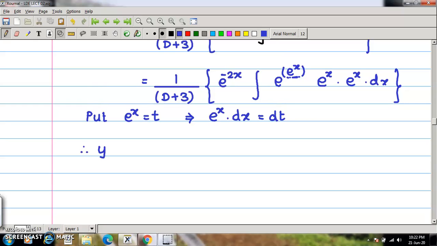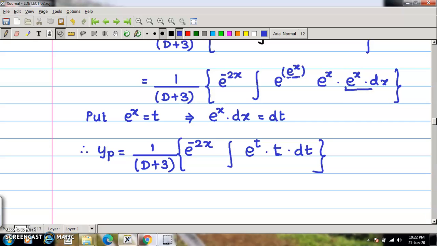Therefore, the required particular integral now reduces to the first term 1 upon D plus 3 as it is, e raised to minus 2x as it is. Now the integration changes to, so here we can rewrite it as t into e raised to t dt. This e raised to x into dx becomes dt, e raised to x is t, and e raised to x becomes e raised to t.